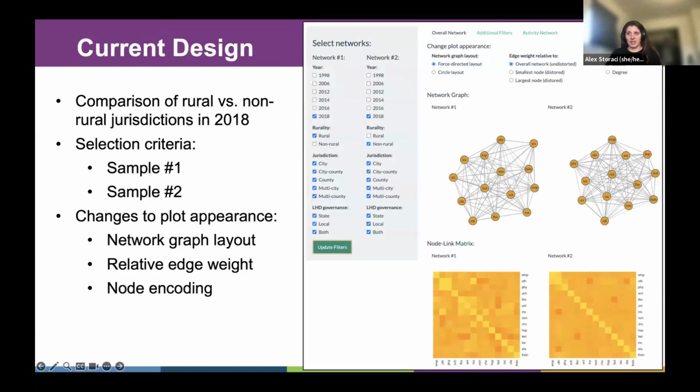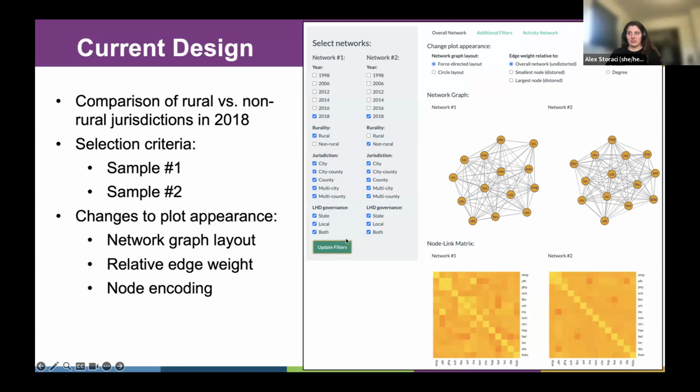So my current design here, I'm showing an example that I'm going to continue with, but it's a comparison of rural and non-rural jurisdictions in 2018. So you can see here on the left-hand side, we have rural selected, and then all types of jurisdictions and all local health department governance. On the right side is non-rural jurisdictions in 2018. And by default, all the boxes are checked, but you can deselect or change selected boxes and then click this update filters button to generate the new comparison if you want to.